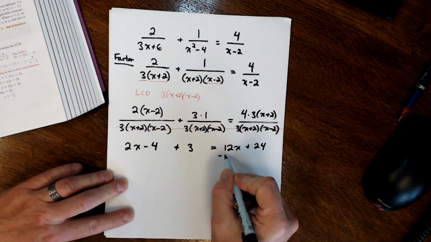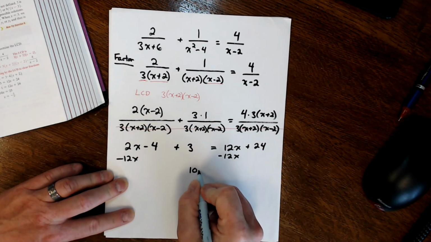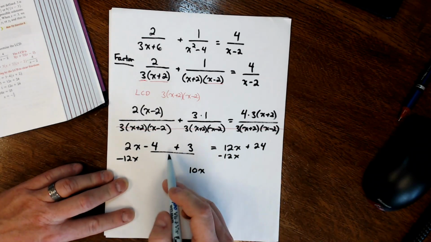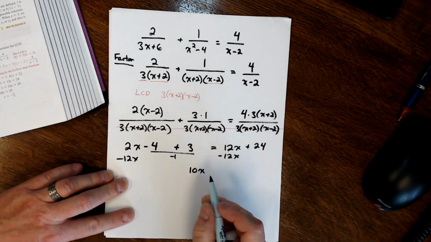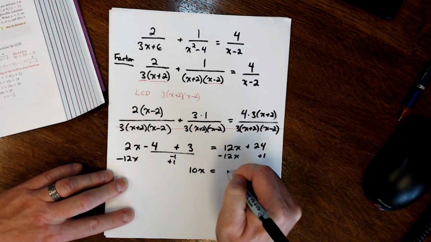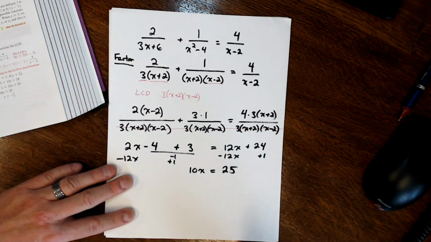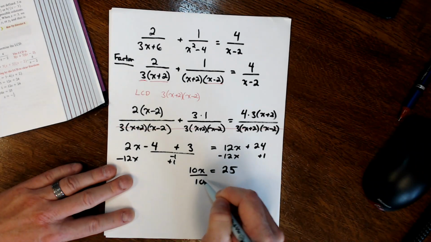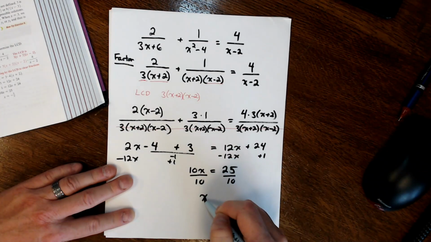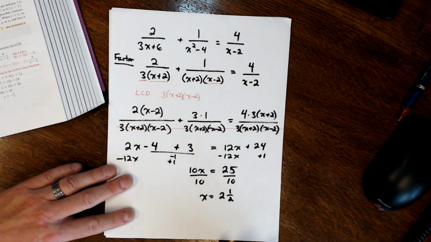I'm going to subtract 12x from both sides. That's going to give me 10x over here. That is minus 1. So I'm going to add 1 to both sides. And that's going to give me 25 right here. Divide both sides by 10, and x is equal to 2.5.